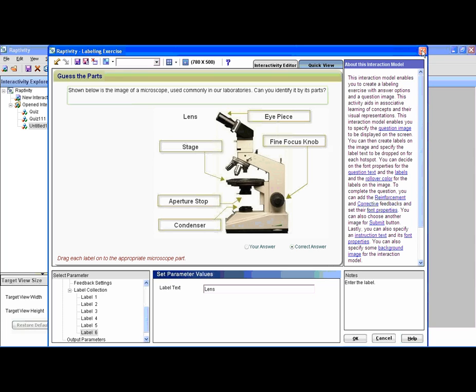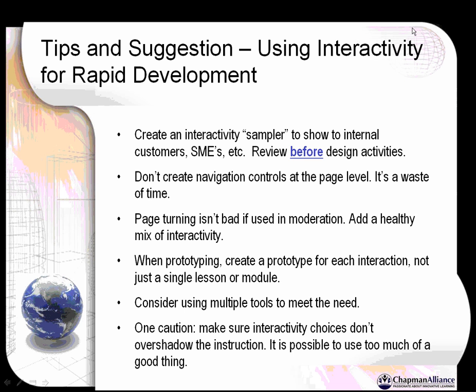I'm going to take back control, and we'll finish up here. So here's my final tips and suggestions for using interactivity in instructional development. One is to use that idea of the creativity sampler. Yeah, we've talked about most of these, so I'm just reinforcing that here. The interactive sampler is part of design. Use it before design takes place, not after. Don't think of the interactivity as an afterthought.